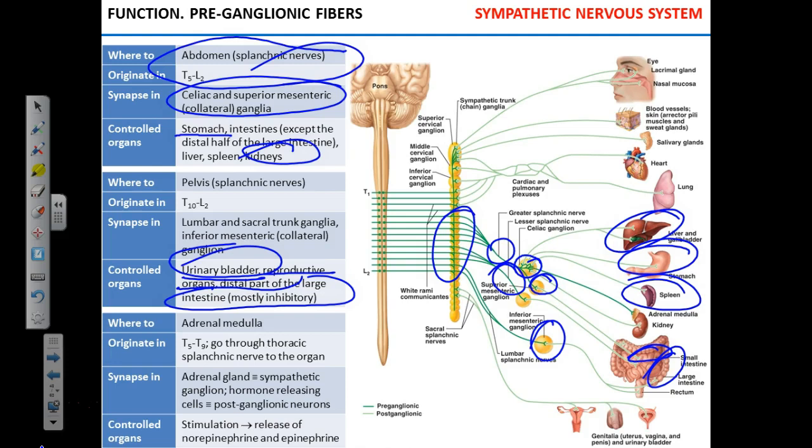We're not going to talk about adrenal medulla now because we're out of time. Please remind me that we stopped at adrenal medulla because that's really fascinating.